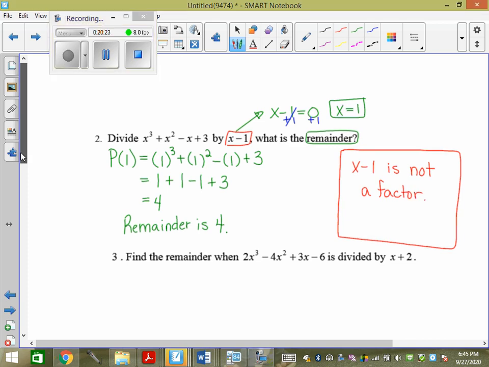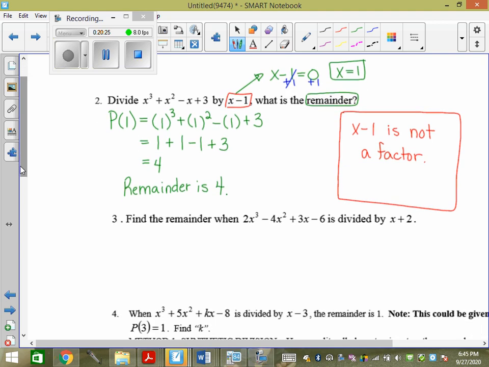Now you're going to try 3. Find the remainder when 2x cubed minus 4x squared plus 3x minus 6 is divided by x plus 2. Try number 3.